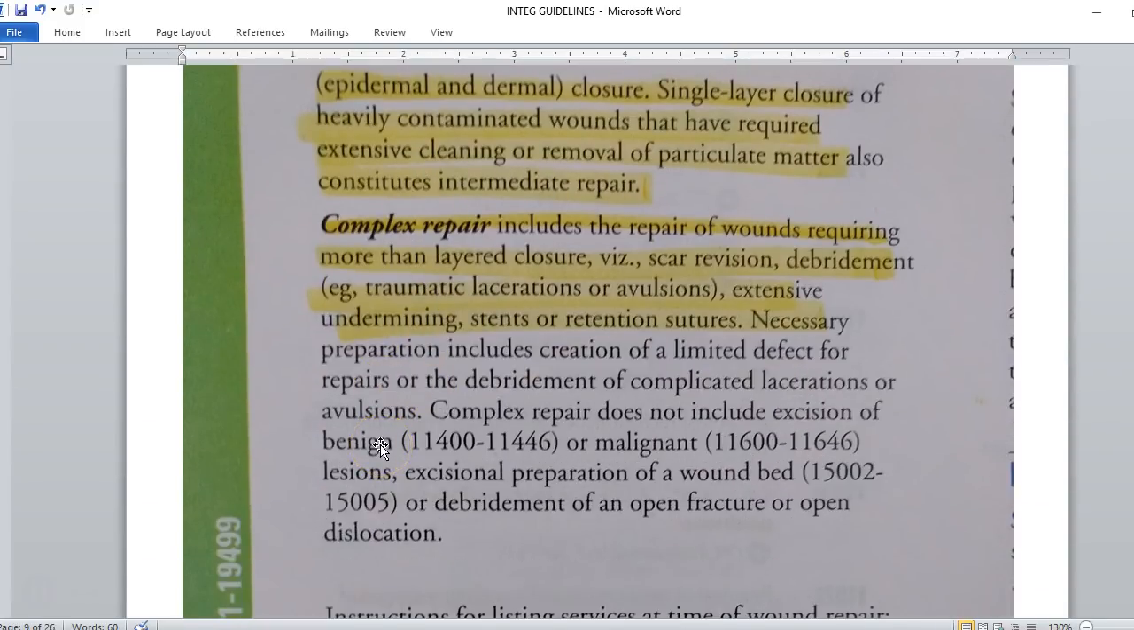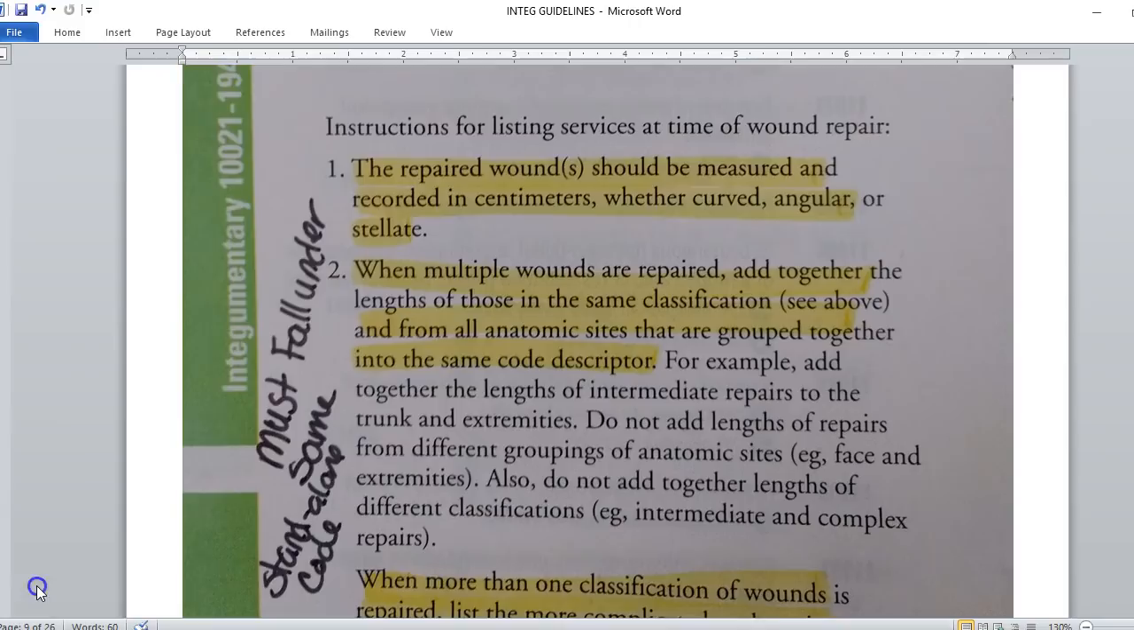The complex repair includes the repair of wounds requiring more than a layered closure, things like scar revision and debridement for like traumatic lacerations or avulsions. You have a picture of an avulsion in your textbook. An avulsion is basically when the skin gets ripped away from the actual body parts. This happens in a lot of like motorcycle accidents and things like that, where maybe a limb gets stuck, and so it literally gets ripped away. Again, this is something that's for very, very complicated repairs.